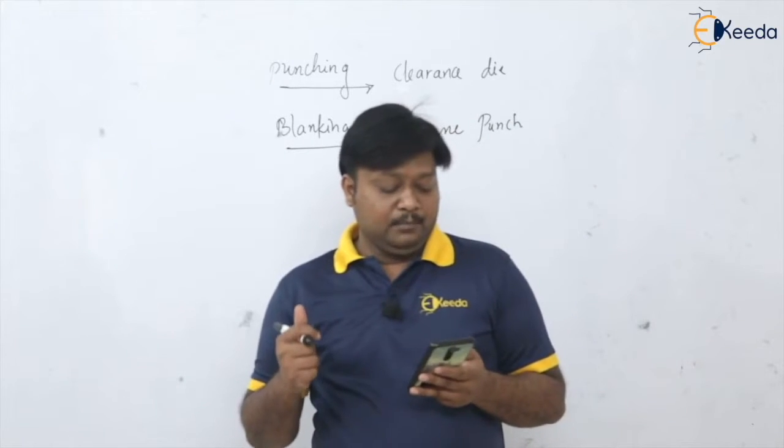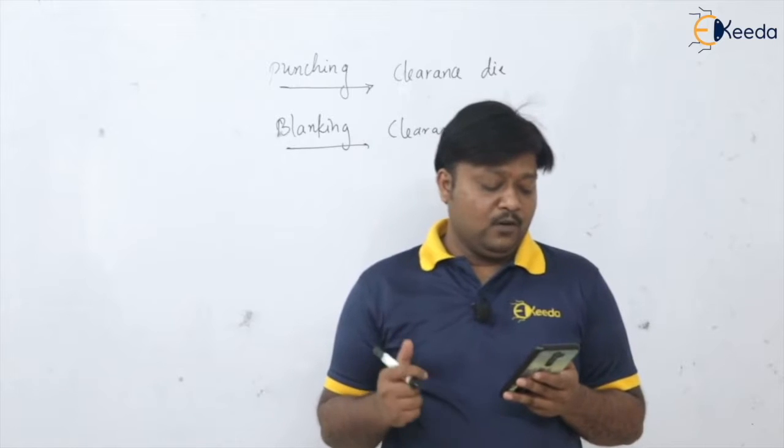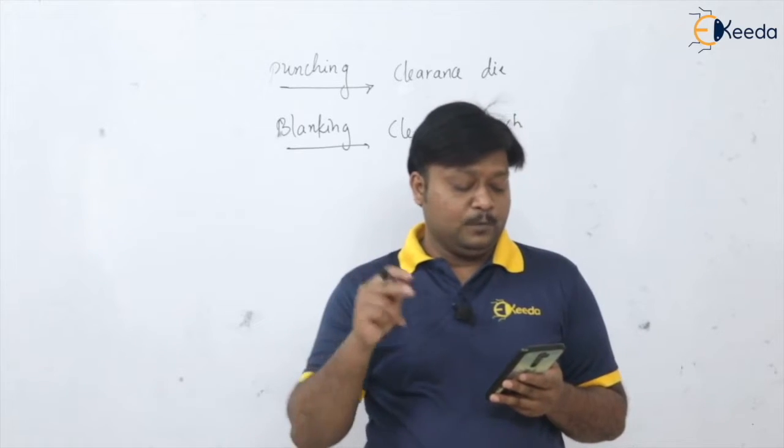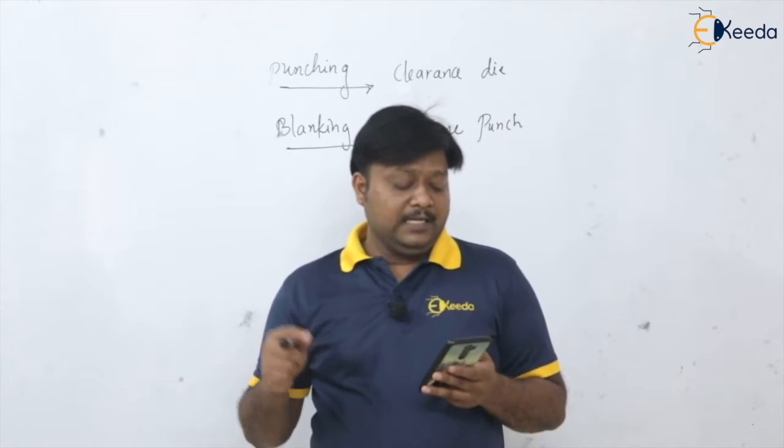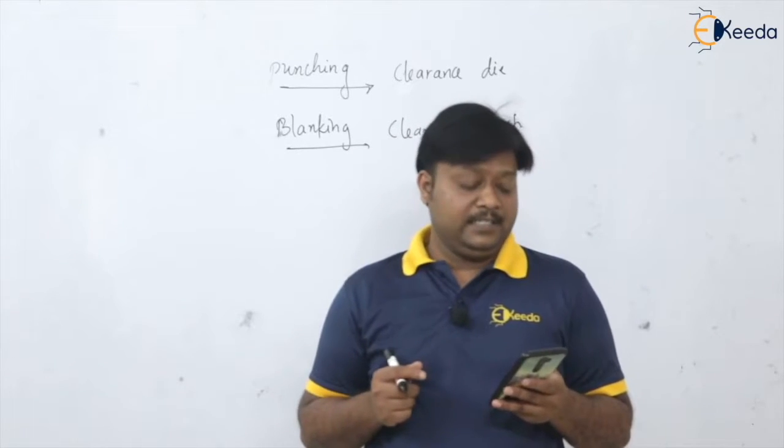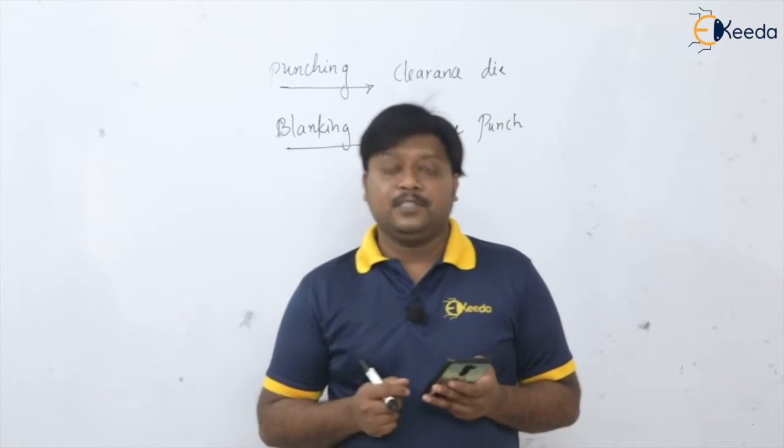So for blanking and piercing operation, the clearance is provided on, blanking is first, so it will be on punch, and in piercing on the die respectively. This is the first question.